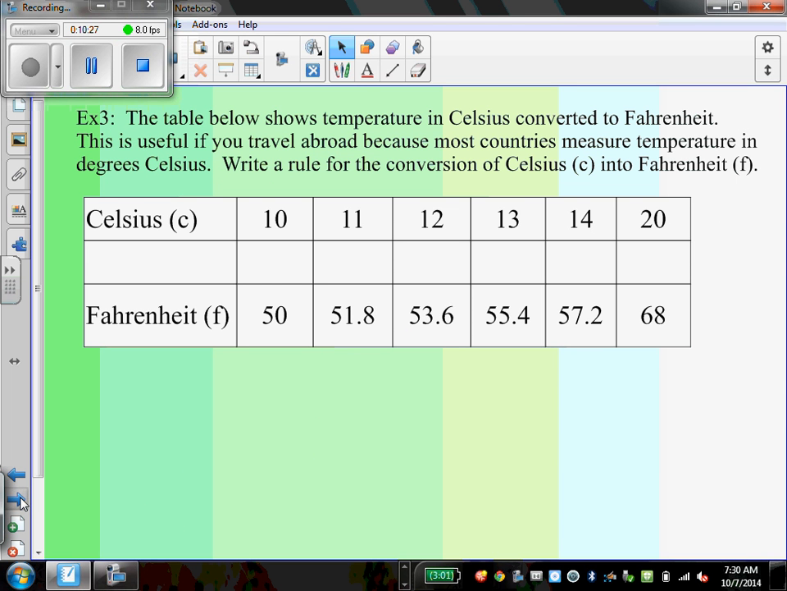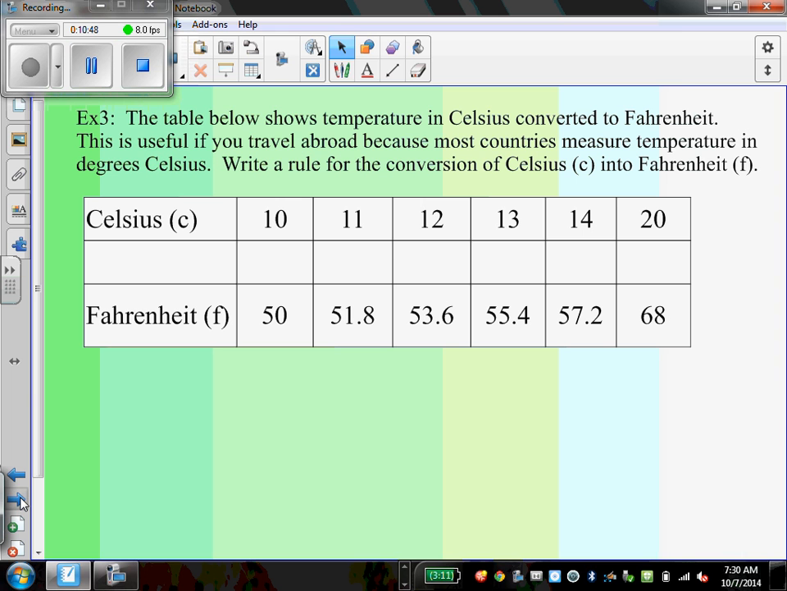This table below shows temperatures in Celsius converted to Fahrenheit. This is useful if you travel abroad because most countries measure temperature in Celsius. It's true, the U.S. is one of the few that uses Fahrenheit. So knowing Celsius or knowing how to go between them can be really useful. So let's write a rule for that using what we've learned here.